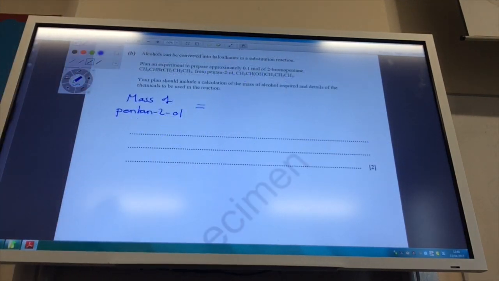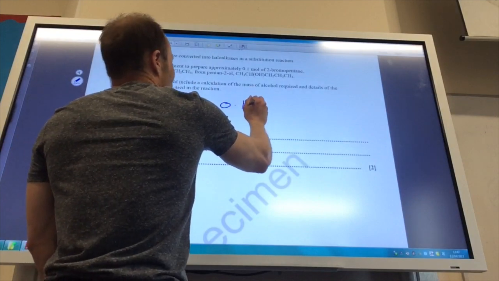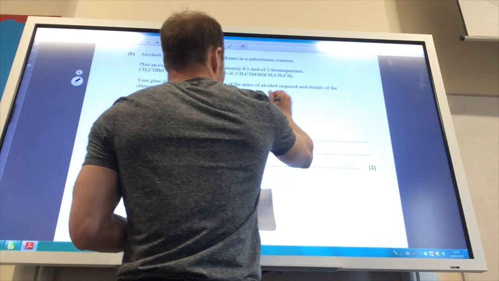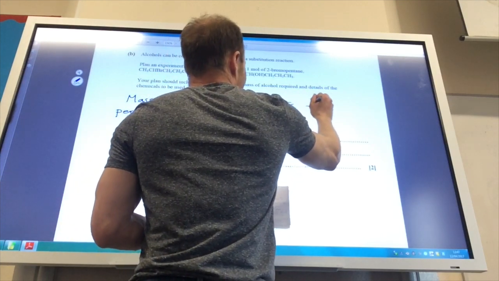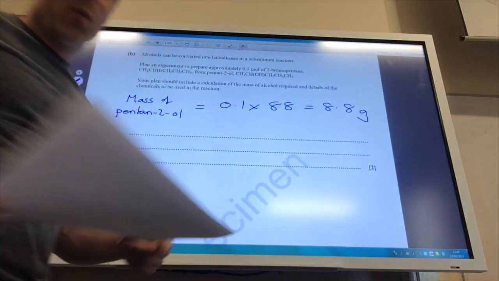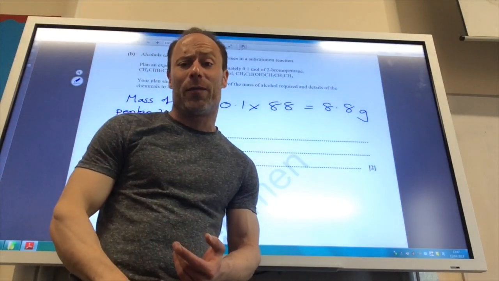Okay, so it now wants me to plan an experiment to prepare 0.1 mole of 2-bromopentane from pentan-2-ol. So how much pentan-2-ol do I need? Well, I need 0.1 mole of it. The molar mass of pentan-2-ol is 88, which means I need 8.8 grams of it. And then how do you do it? Well, you would warm it with sodium bromide and sulfuric acid.